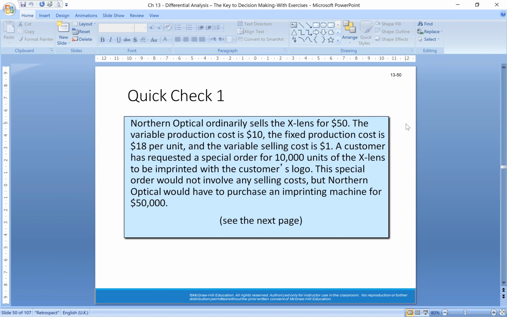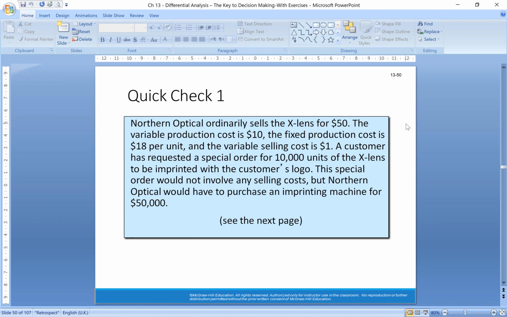Now, a customer has requested a special order for 10,000 units of X-lens imprinted with the customer's logo. We have a special order, but we need a machine to put the logo for that specific customer. This special order would not involve any selling costs. In this case, we have to exclude that $1, right?